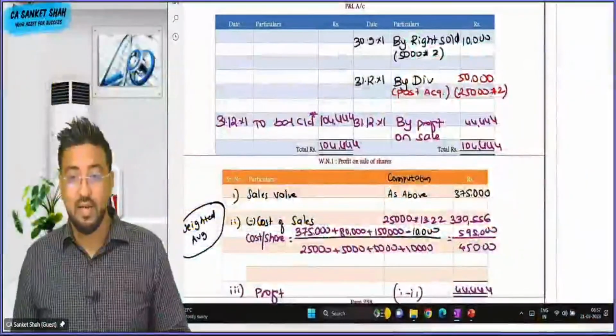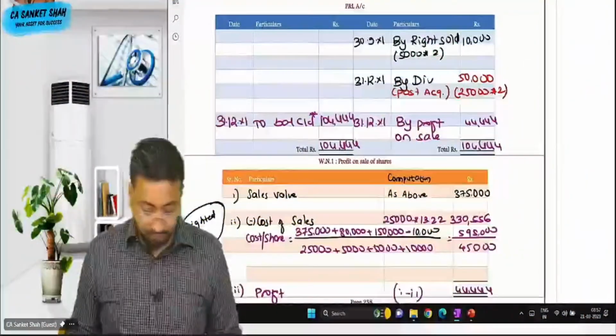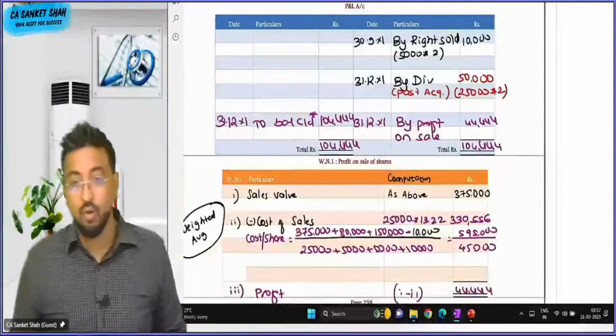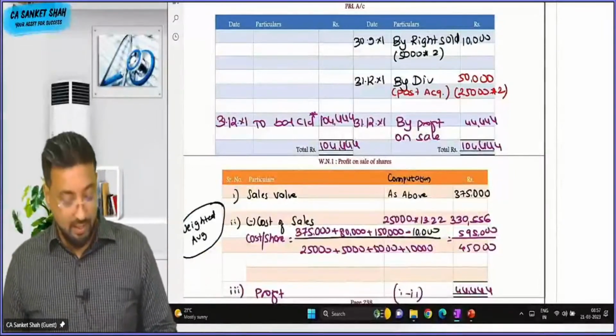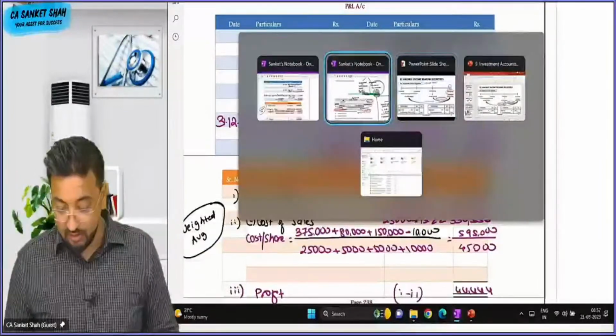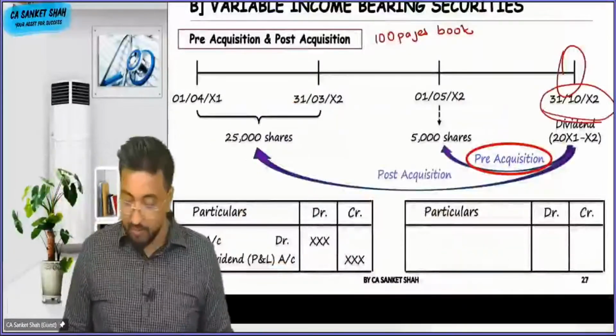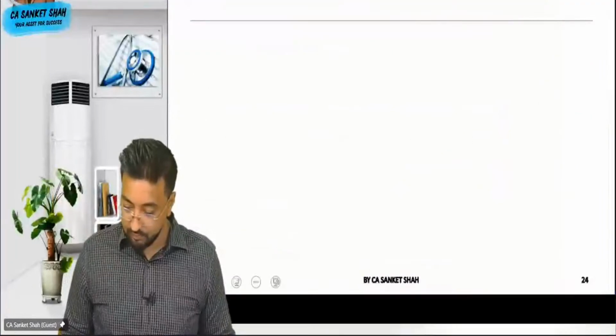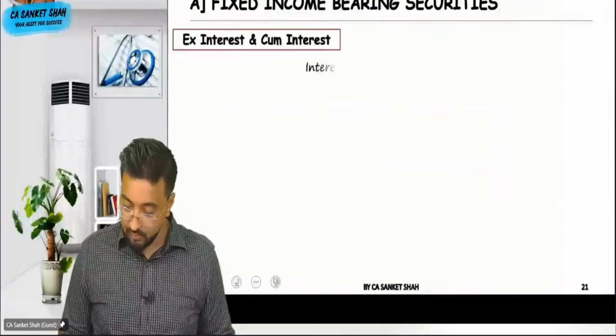Chalo, let's start once again. I hope you are now clear with all these concepts of right shares, then post acquisition dividend and pre acquisition dividend. So let's see the theory. So theory में वापस आ जाते हैं.